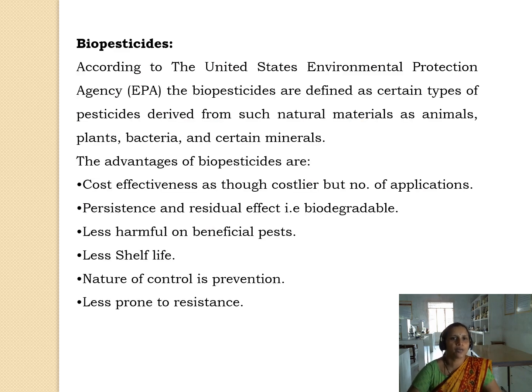Let us talk about biopesticides. According to the source of origin, pesticides are classified into chemical pesticides or biopesticides. Chemical pesticides are further categorized into organochlorine, organophosphate, carbamate, and pyrethroids, as we have seen in the flow chart. When we talk about biopesticides, according to the United States Environmental Protection Agency, or EPA for short, biopesticides are defined as certain types of pesticides derived from such natural materials as animals, plants, bacteria, and certain minerals.